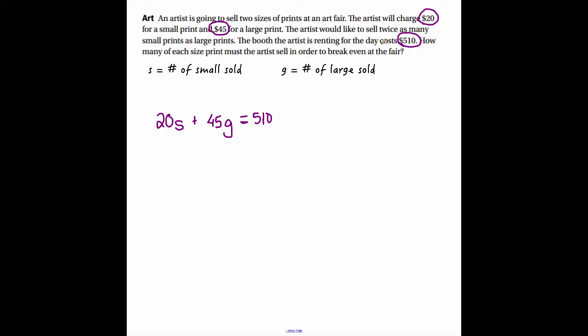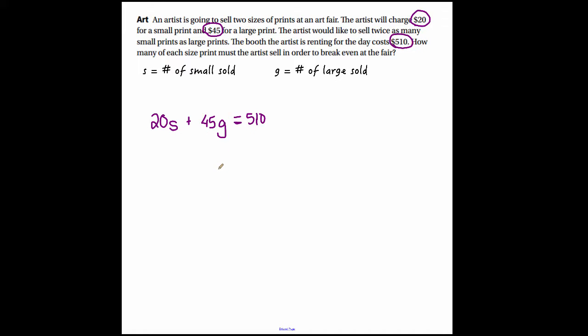My second equation is going to deal with quantity. The artist would like to sell twice as many small prints as large prints. This one is a little tricky. We have to think about it a lot. I like to think of a real example. If I want to sell twice as many small prints as large prints, if I sell 4 large prints, I need to sell 8 small prints to have twice as many. So that means I'm multiplying 2 times the number of large prints in order to get the total number of small prints sold. So here my equation becomes 2G is equal to S.